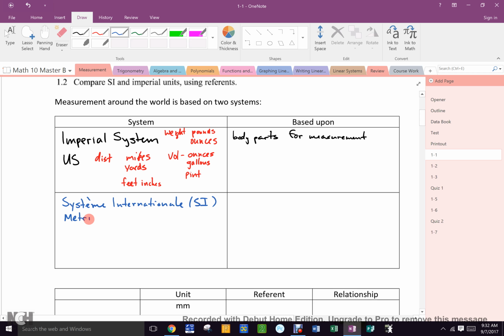Why do we call it metric? We call it metric because its measurement is based on what? Meters. It's called metric because it's based on meters for measurement.